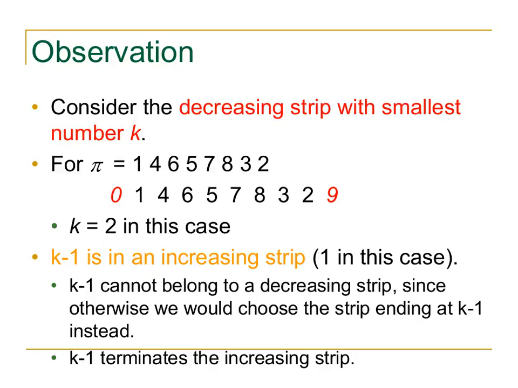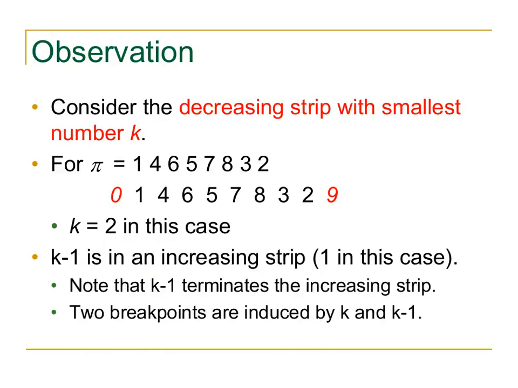Now take k minus 1, which is 1. You'll notice that 1 lies in an increasing strip. It can't belong to a decreasing run, or else we would have chosen it as our k in the first place. Therefore, 1 marks the termination of its increasing strip. This alternating peel-off of decreasing and increasing strips always picks the smallest available endpoint at each step.